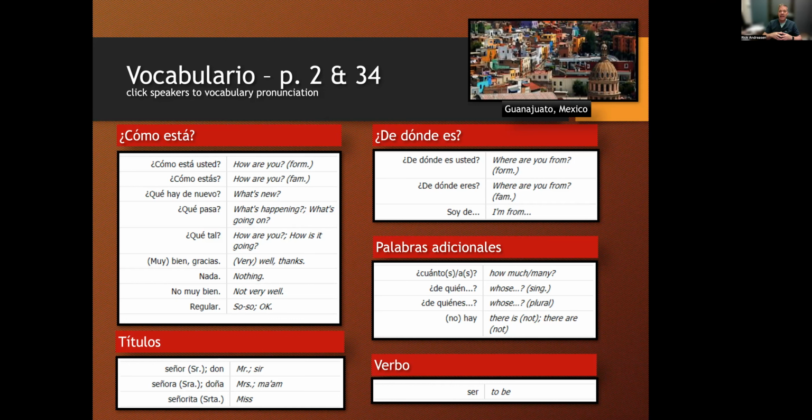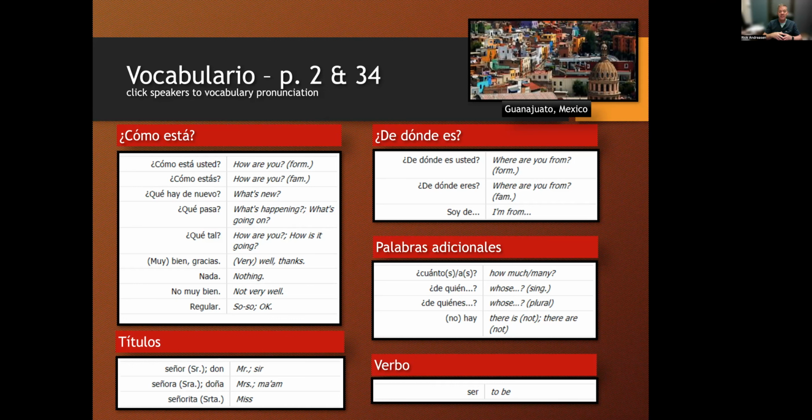¿Qué hay de nuevo? ¿Qué pasa? ¿Qué tal? Muy bien, gracias. Nada. Nada means nothing. No muy bien. Not very well. And regular. Regular. That's the first R. You're going to work on that flipping, that trilling sound. Regular.